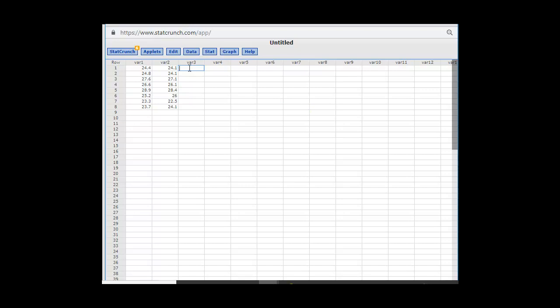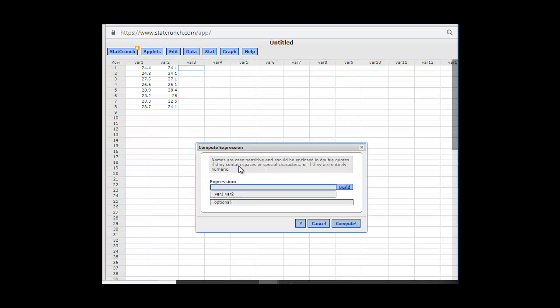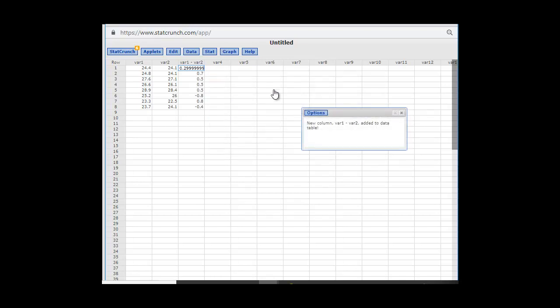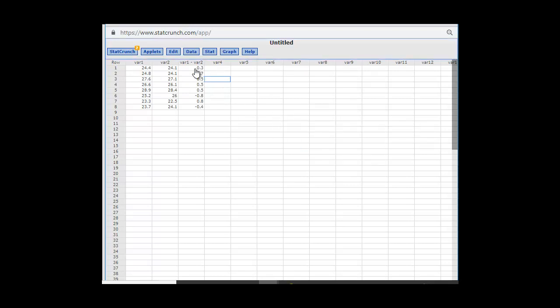So I need to click in this first cell in the var1 column. Then I'm going to click on Data, on down to Compute, and then over to Expression. So in the expression cell, I want to put in my formula. It's var1 minus var2, and then I need to hit Compute. I don't know why that first one gives a rounded off version, but once you click outside that, it gives you what you need. So we've created a column here with those differences.